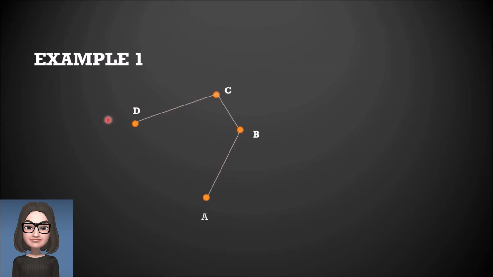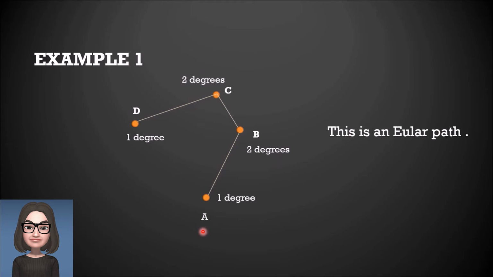So we look at vertex D. This is 1 degree because it's connected to one line, and we come to vertex C. This is 2 degrees because it's connected to 2 lines, and also vertex B is 2 degrees because it's connected to 2 lines, and vertex A is 1 degree because it's connected to 1 line. So from the conditions and definitions we have given, we can conclude that this is an Euler path.